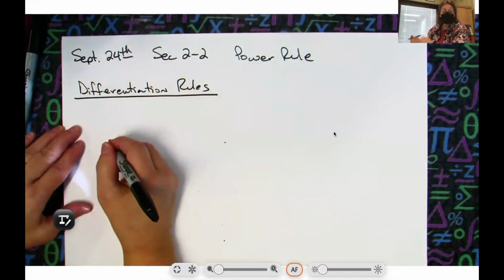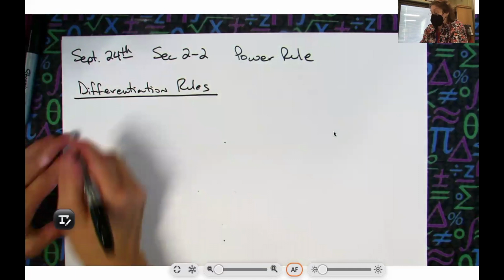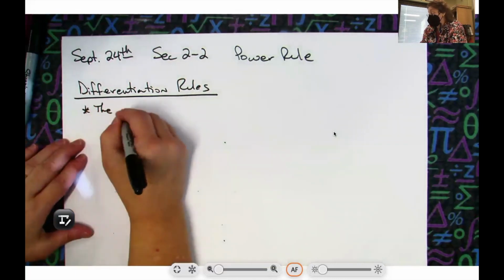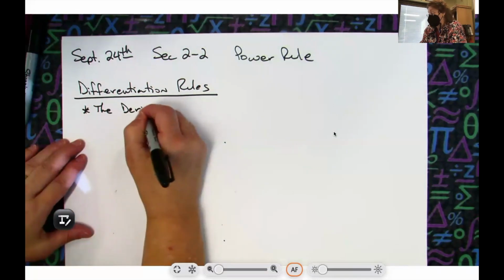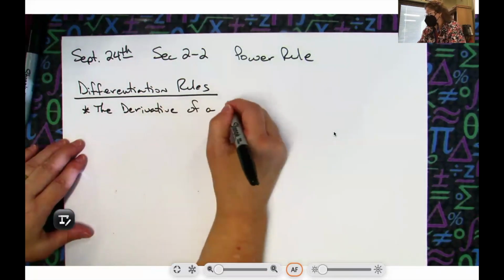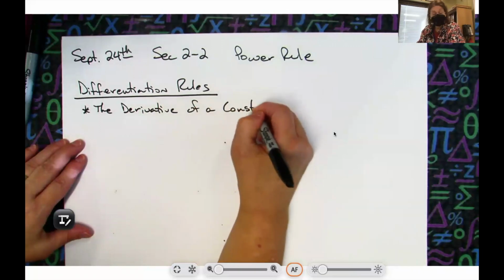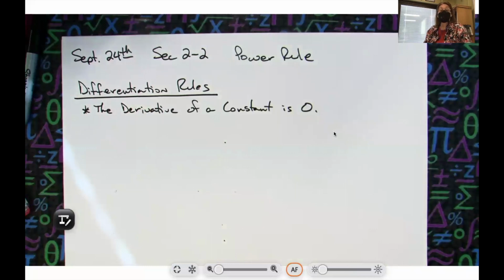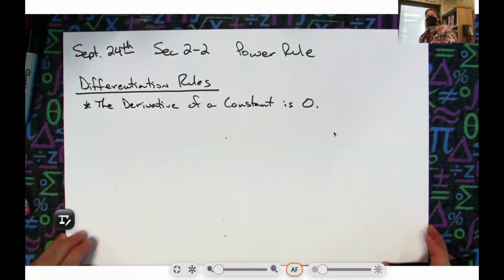Just in general, we need to know for a fact that the derivative of a constant is 0. The derivative of a constant is 0.